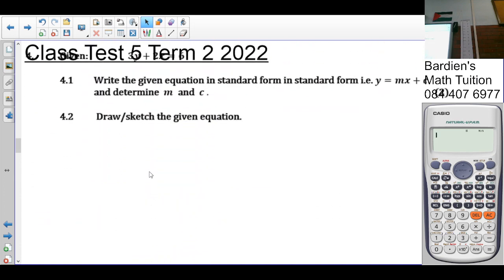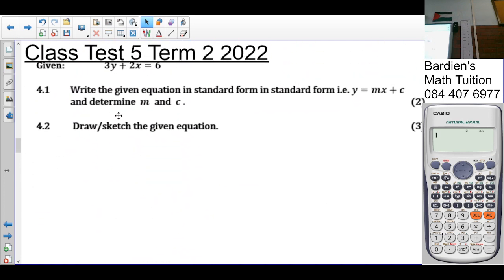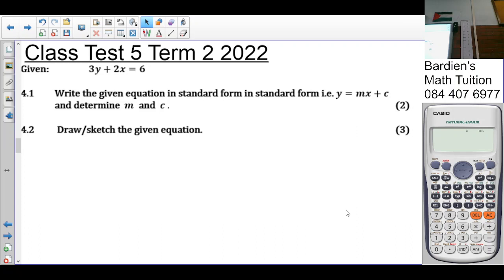Number 4 says, given 3y plus 2x equals 6, write the given equation in standard form, in other words, y is equal to mx plus c. That's the standard form of your equation, and determine m and c. So, in other words, we must make y the subject of the formula.